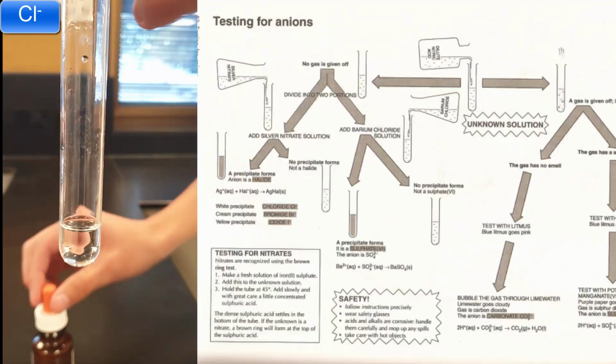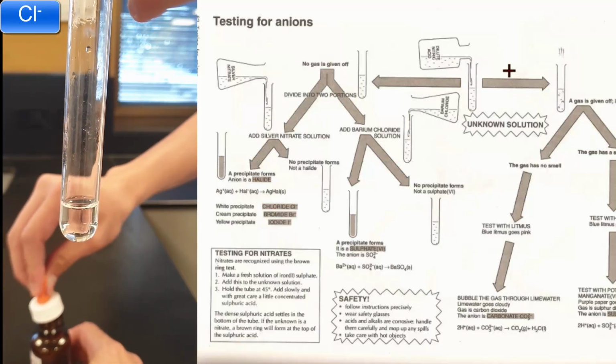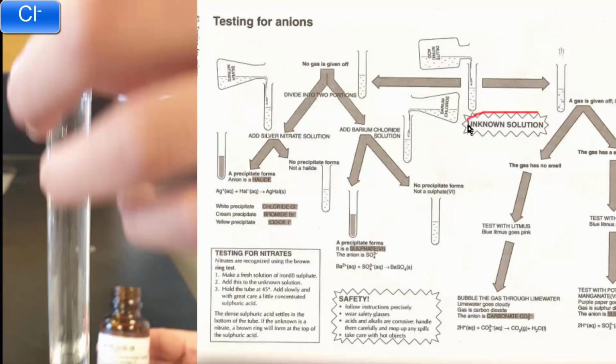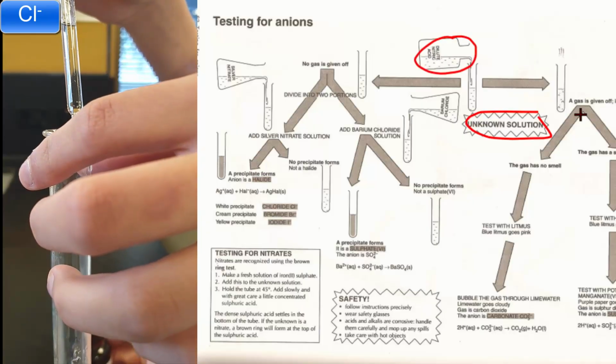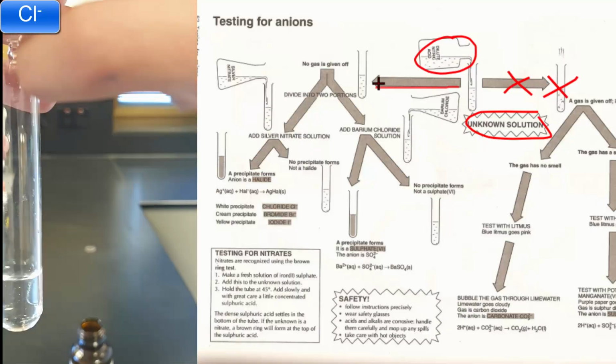Moving on to the anion chart now. So now we're going to look at chloride. So we add dilute nitric acid to the solution, and no gas is given off. So we're not going down this line. We're going down this one here.